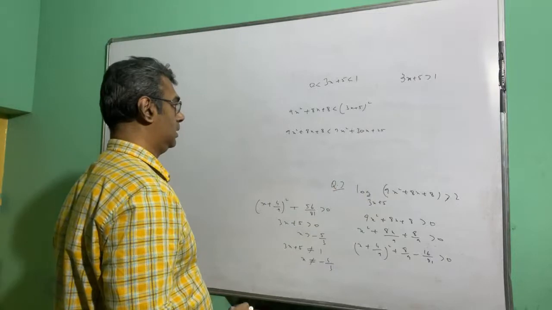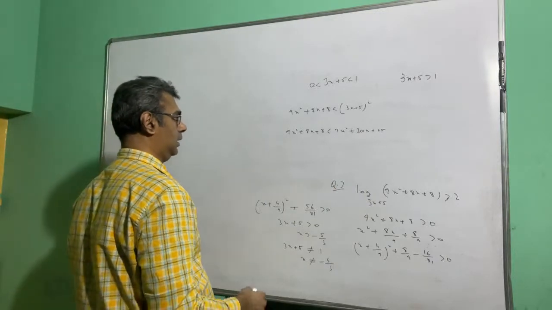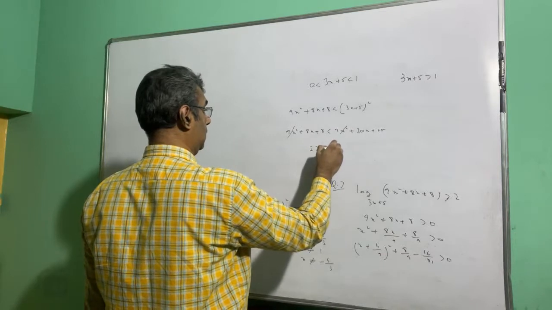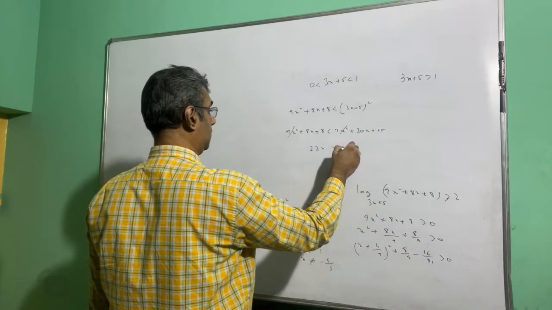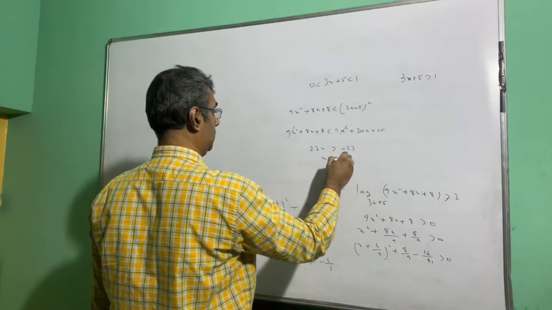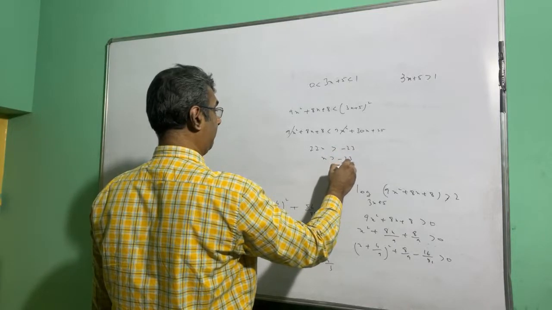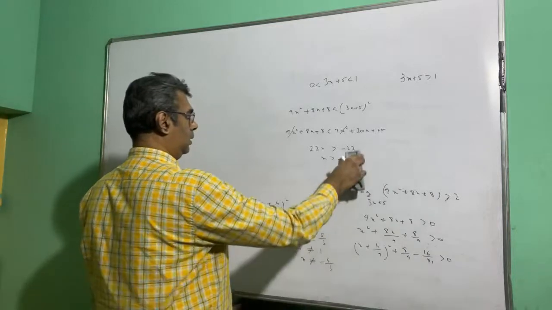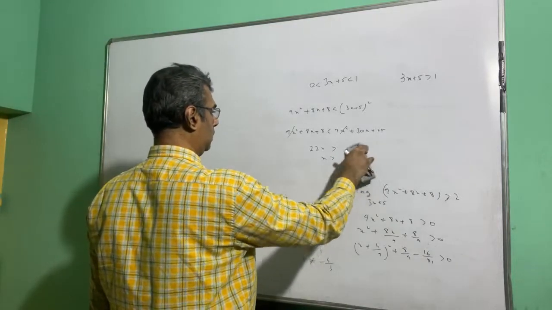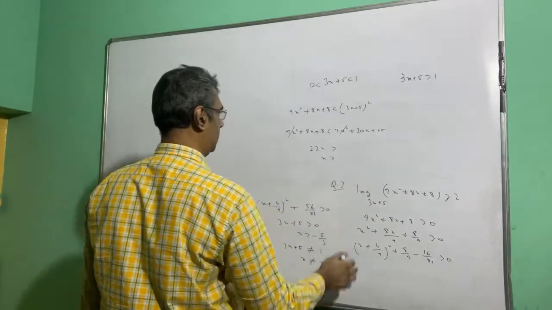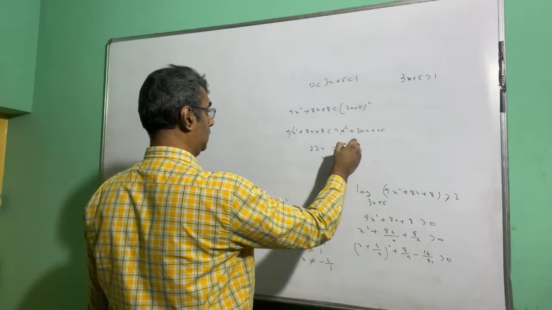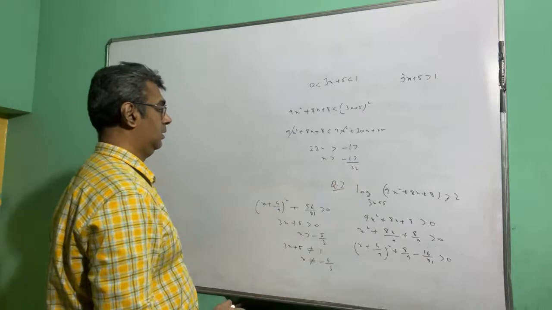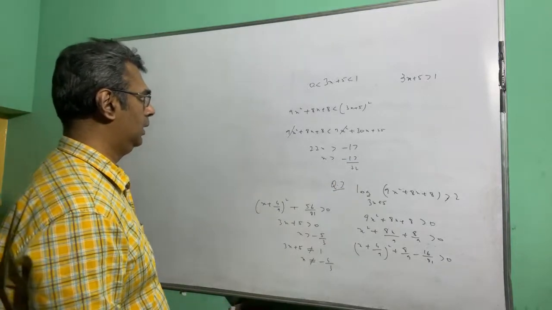So 9x square plus 8x plus 8 less than 9x square plus 30x plus 25. So 9x square gets cut. So 22x greater than minus 23. So 22x is greater than minus 17. So x is greater than minus 17 by 22.